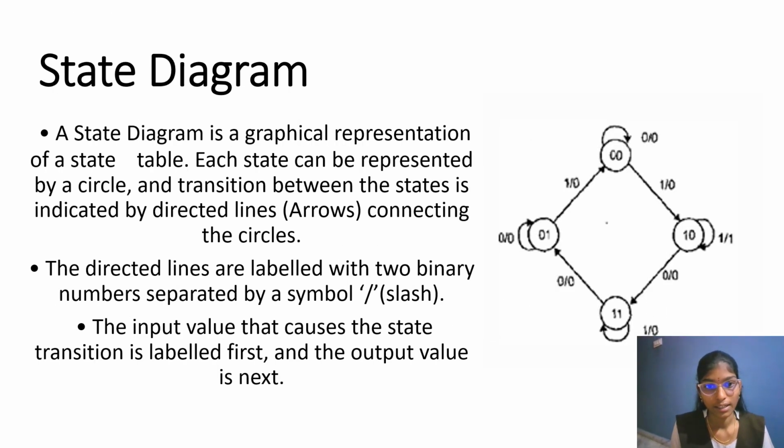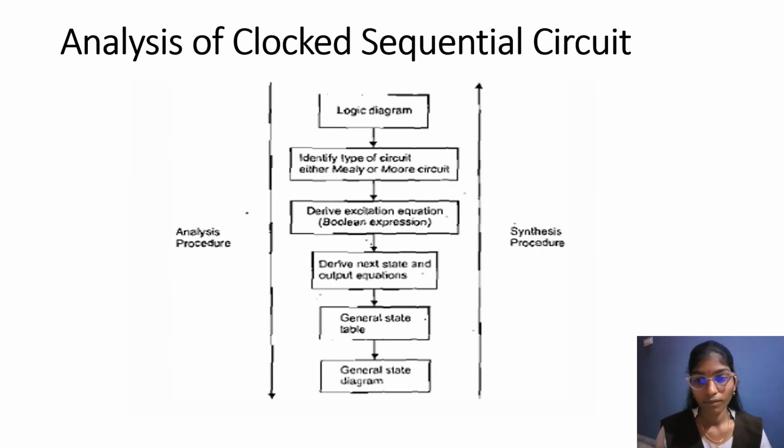State diagram. A state diagram is a graphical representation of a state table. Each state is represented by a circle, and transitions between the states are indicated by directed lines, that is, arrows connecting the circles. The directed lines are labeled with two binary numbers separated by a symbol called slash. The input value that causes the state transition is labeled first and the output value is next.